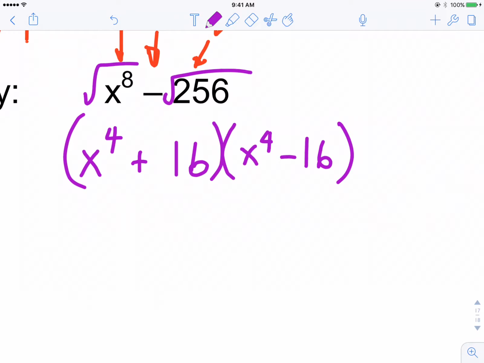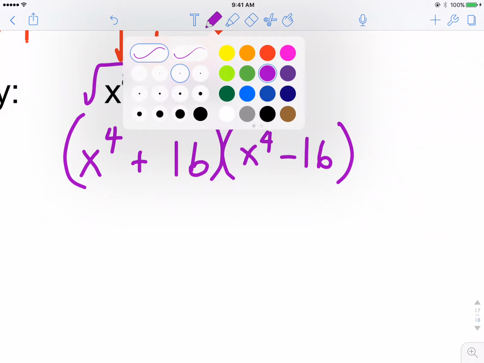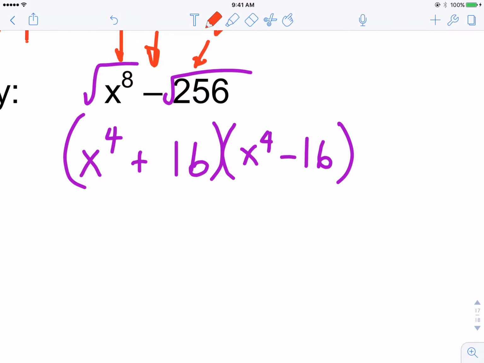Now, don't stop there though. Be very, very careful. I have to now look at these binomial brackets and think again, the same thing. Can I factor what's left over? Is this a perfect square? Sure. Is this a perfect square? Sure. Separated by a minus sign? No. So this first part is not factorable again.